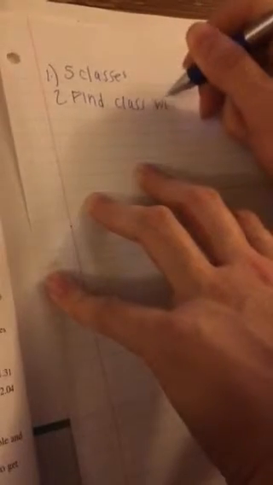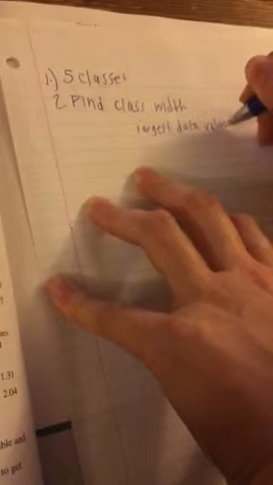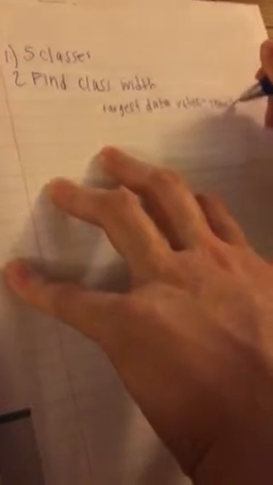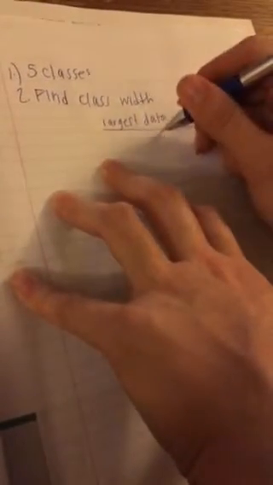Okay. First, what you want to do is decide how many classes you want for the table, and I'm going to go ahead and use 5 classes. And then you want to find the class width. The way you do this is you take the largest data value minus the smallest data value over the desired number of classes.